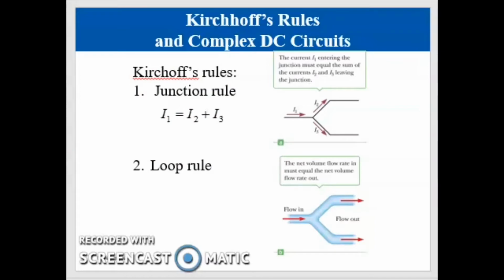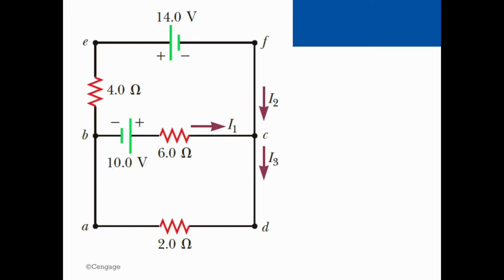The second one, the loop rule, we can define as: the sum of the potential differences across all the elements around any circuit loop must be zero. For the loop rule, let's consider this circuit. From this circuit, we can automatically determine the junctions. We have two junctions, junction B and junction C. Let us choose junction C as our reference point.